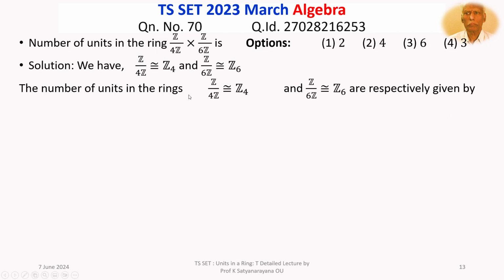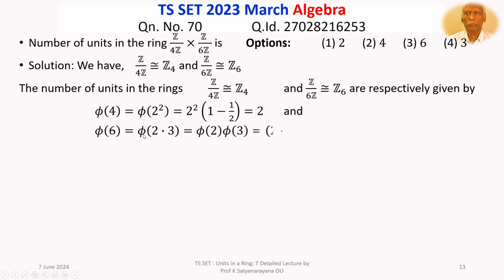The number of units in Z4 is phi of 4, that is phi of 2 squared, that is 2 squared into (1 minus 1/2), that's equal to 2. In Z6, the number of units is phi of 6, which is equal to phi of 2 into 3. 2 and 3 are relatively prime. Therefore, phi of 2 into phi of 3, that is (2 minus 1) into (3 minus 1), because 2 and 3 are prime. That is 2 only.